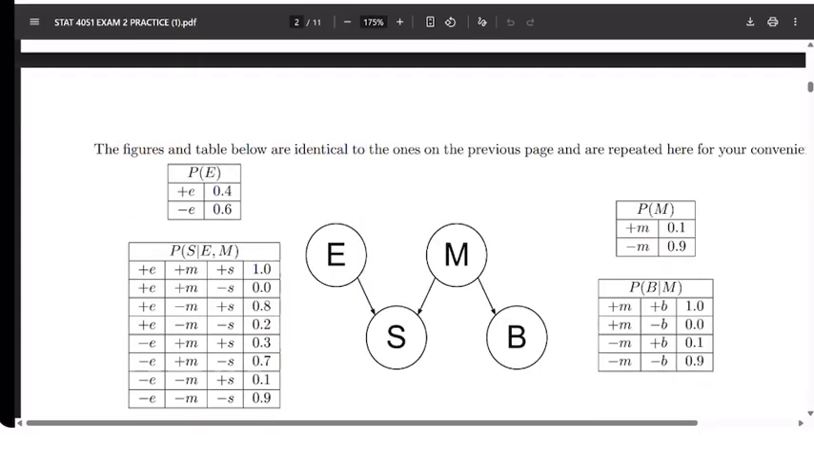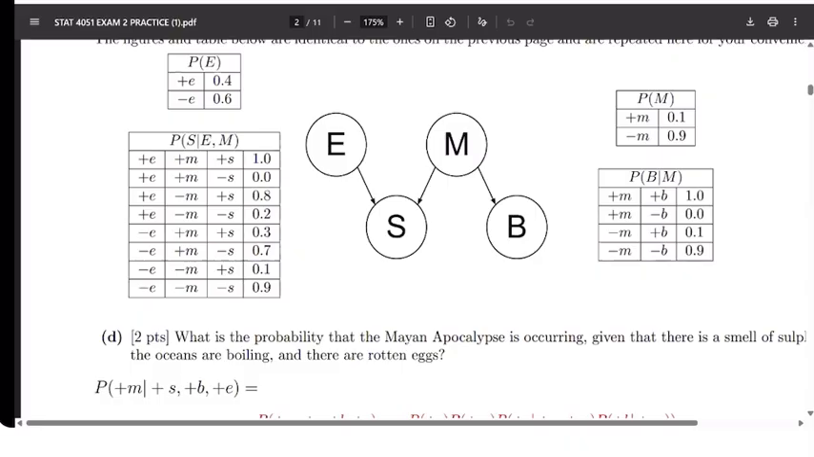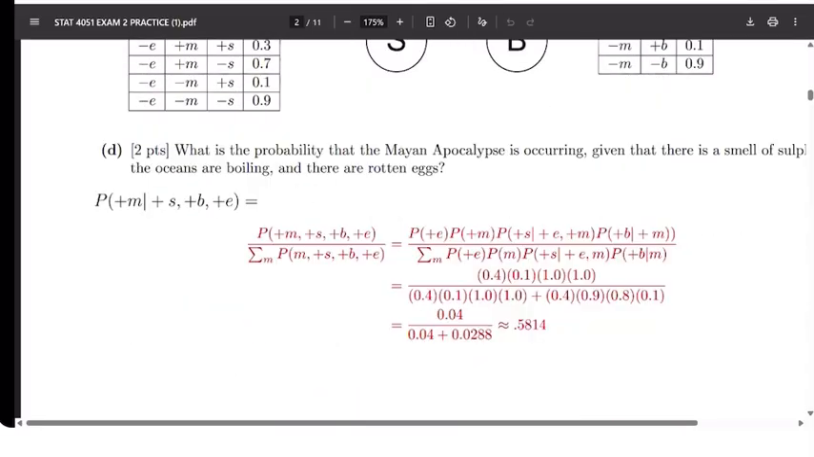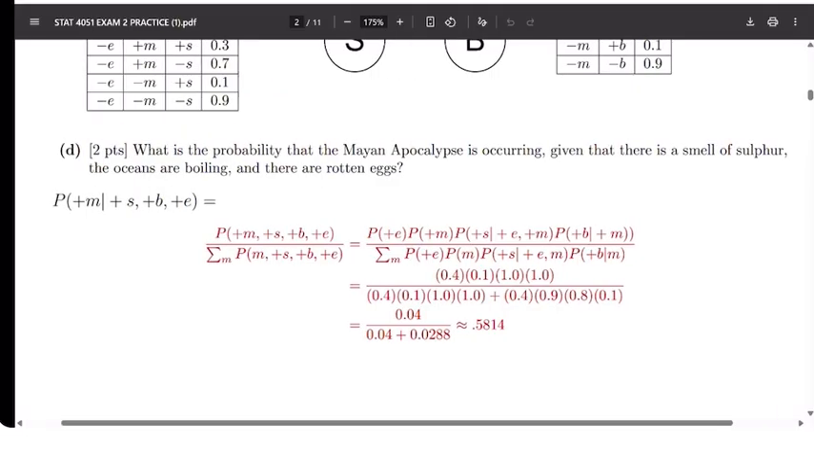Okay, now the question continues. It's another question. Please pay attention. What is the probability that the Mayan apocalypse is occurring, given that there's a smell of sulfur, the oceans are boiling, and there are rotting eggs? Okay, this is the interpretation: the probability of M plus, given all of that.